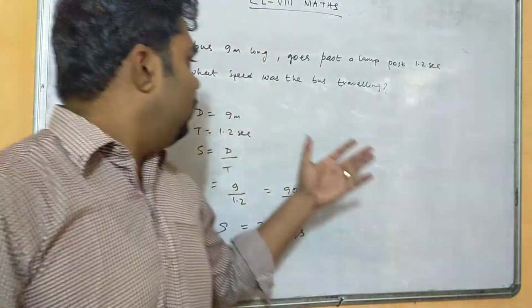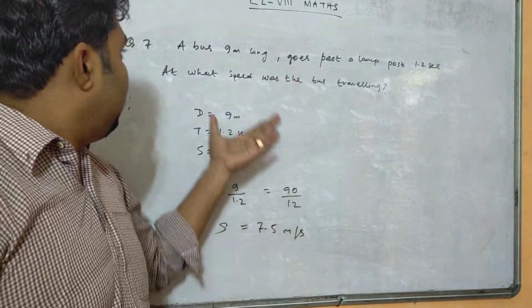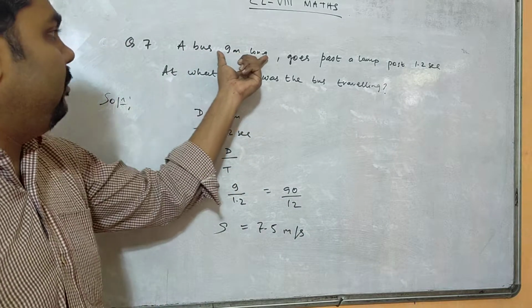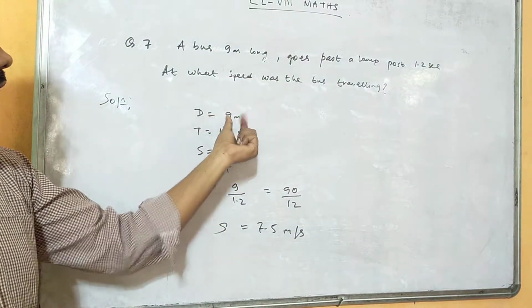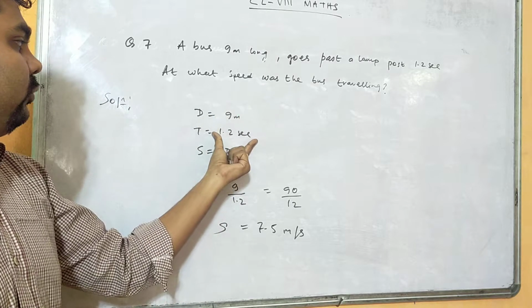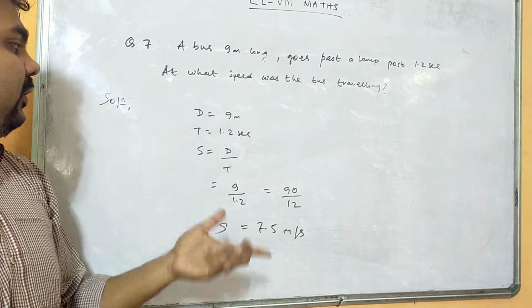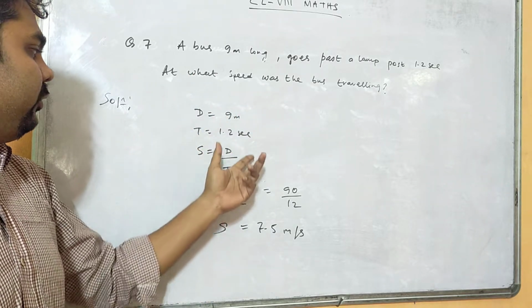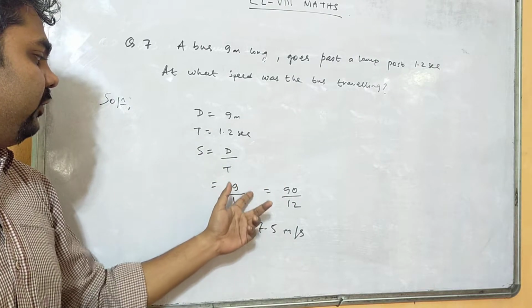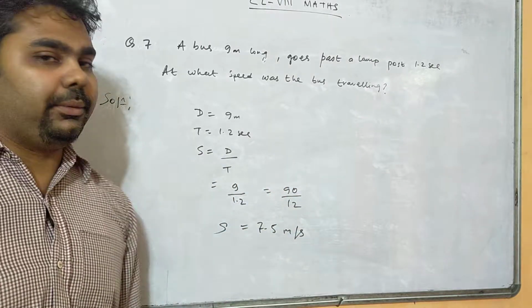Okay. Question number 7, you see what is given: the bus is 9 meter long, that means distance is given as 9 meter, and time is given as 1.2 seconds. So what is the speed? The same formula we have to use, speed equals distance by time. Substitute the value of distance and time, you will get the answer, that is 7.5 meter per second.